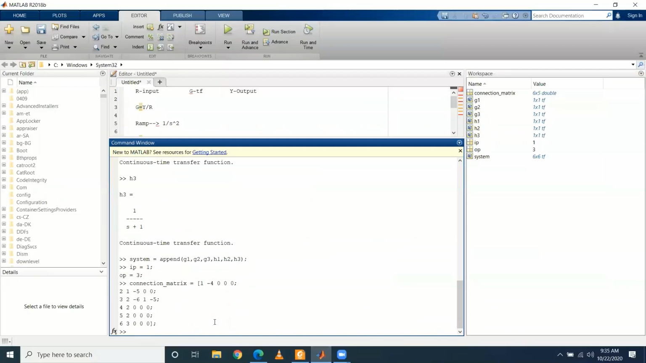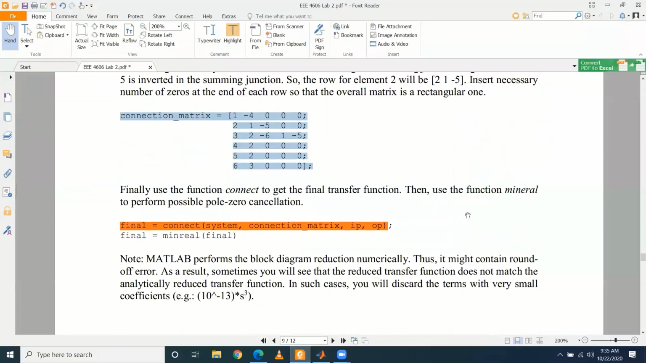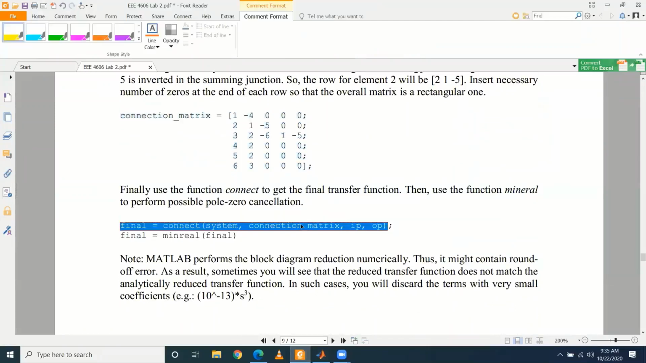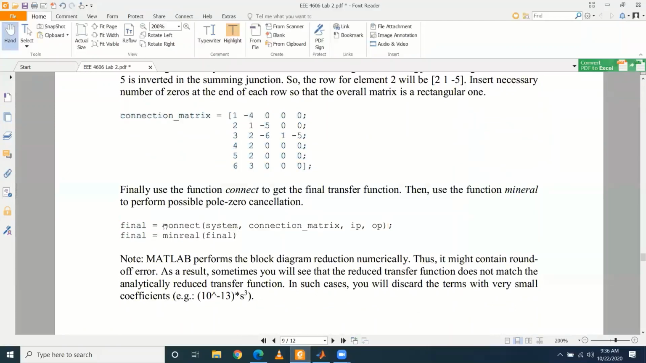We have defined the connection matrix, the input and the output, and also we have defined that these 6 blocks will be in a system together. The only thing left to do is to connect all of them together. For that, we use this function called connect. Connect first our system, which we defined earlier using append, then the connection matrix, then the input block, then the output block. So just write this one.